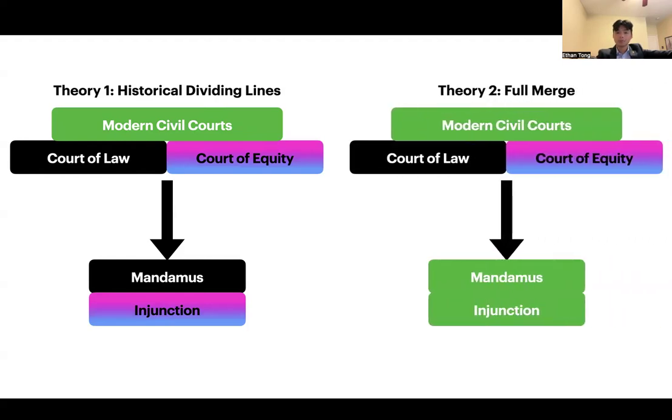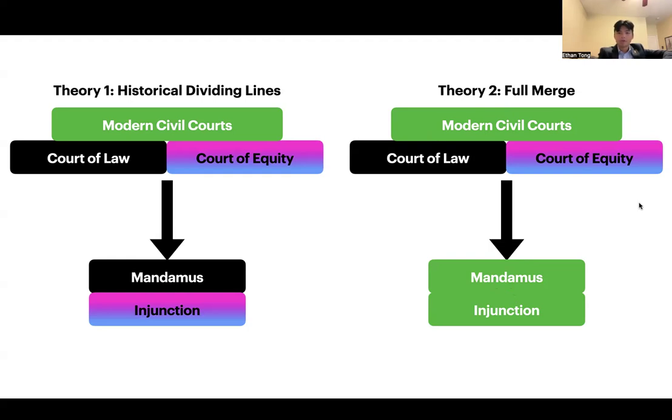Now, theory number 2 is what we might call a full merge theory, which is that after the modern courts merge the courts of law and equity, you can grant a mandamus or an injunction, and you don't have to prove that it's exactly from the court of law or exactly from the court of equity. These two terms just refer to general remedies, which, yeah, certainly you have to meet some of these criteria, but they're a little bit more blurry because mandamus and injunction simply are two different ways of describing the sorts of remedies that will come from the modern civil courts. That's why I've made them green. They come from the modern civil courts, not strictly from the court of law or the court of equity.